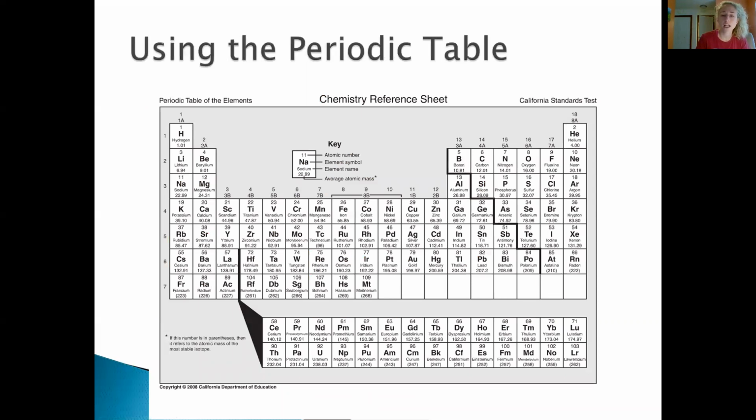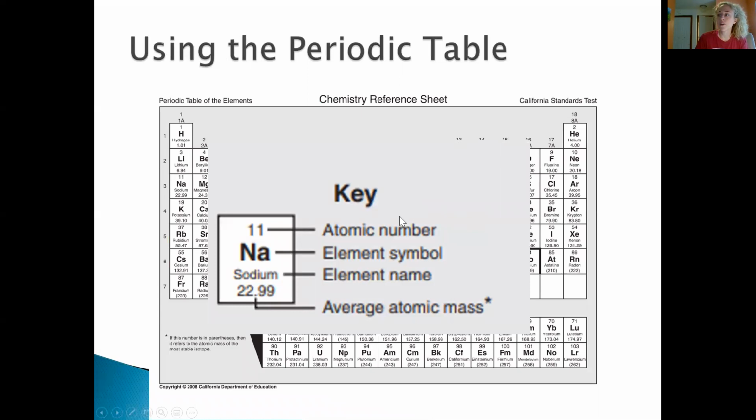So let's take a look at a periodic table here. We're going to zoom into the key. Most periodic tables will have the atomic number. It'll either be the first one you see or it'll be the largest one on the table. And this tells us the number of protons in the element of sodium. So all sodium atoms have 11 protons. Next is the element symbol. This is how we recognize what element it is. The element name in this case is sodium.